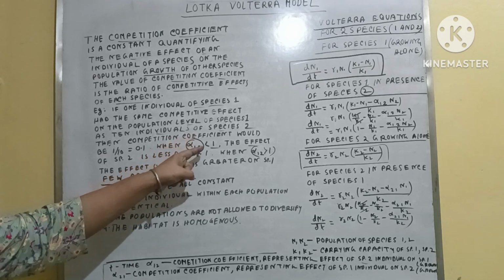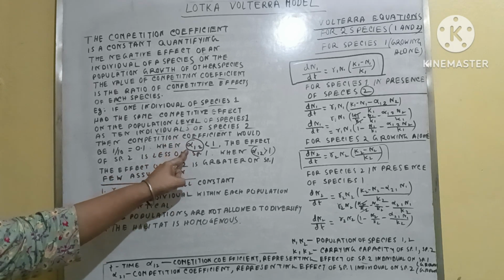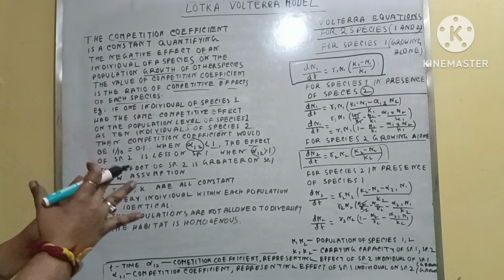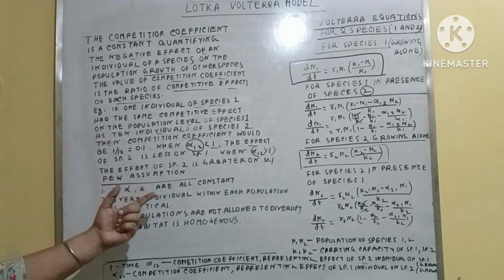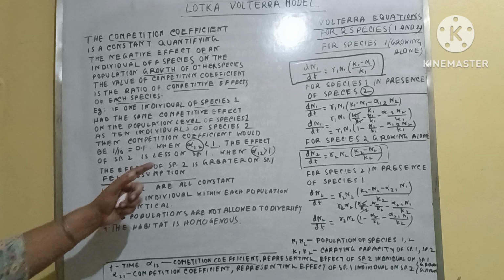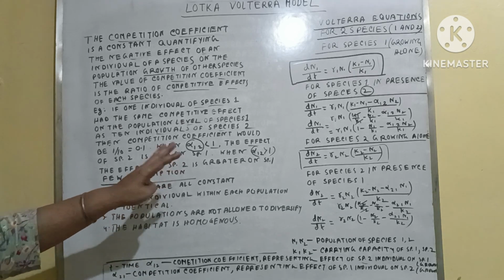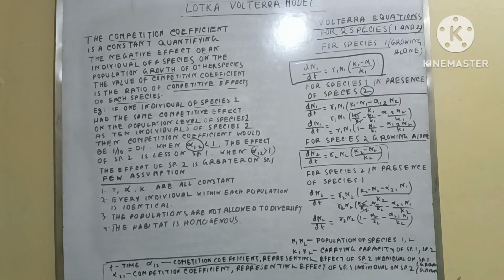By understanding the competition coefficient, and by calculating its value with the help of the ratio of species 1 and 2, that means how many individuals of species 1 are affected by how many individuals of species 2, we can calculate this competition coefficient value. So if the competition coefficient value is lesser than 1, the effect of species 2 on species 1 is less. But if the value is greater than 1, the effect of species 2 is greater on species 1. This is the actual calculation.